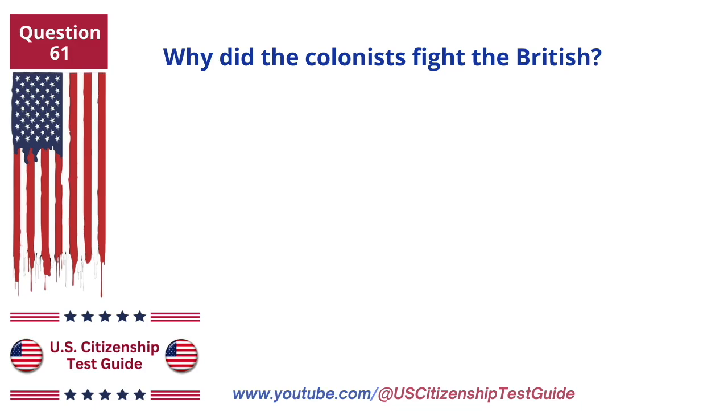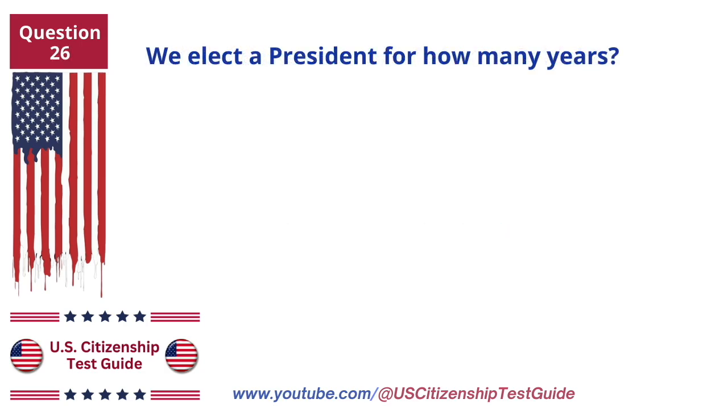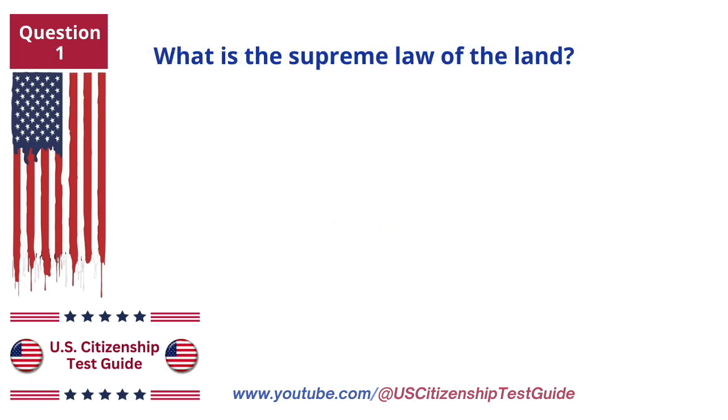Why did the colonists fight the British? Because of high taxes. We elect a president for how many years? 4. What is the supreme law of the land? The Constitution.